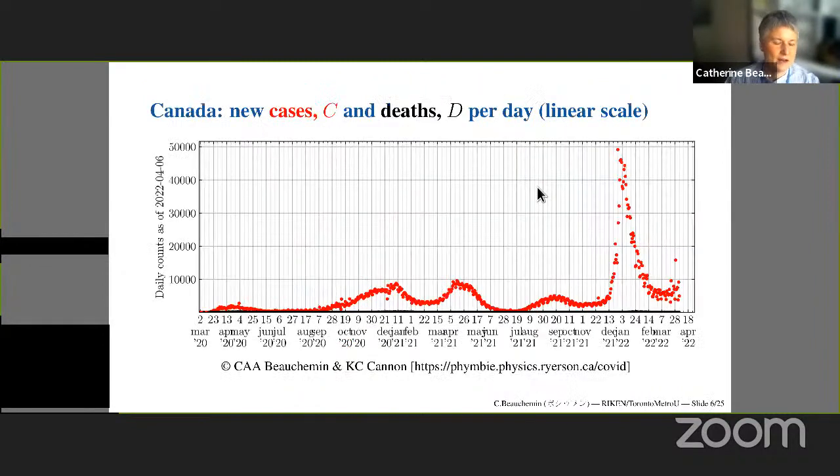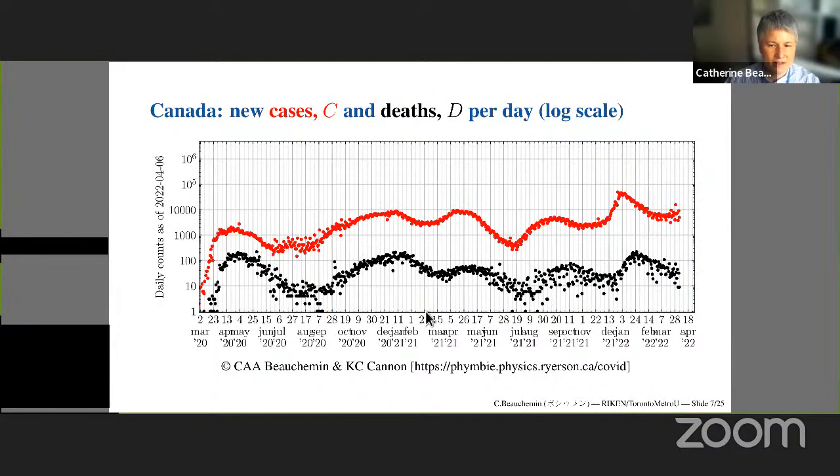So these are all old graphs from Canada, because of course data is not so well updated anymore. So I wanted to show you kind of old data. So this is the actual number of new cases. Each red dot is the number of new cases for that day. And you cannot see the black dots, they're right at the bottom. It's the number of deaths for each day.